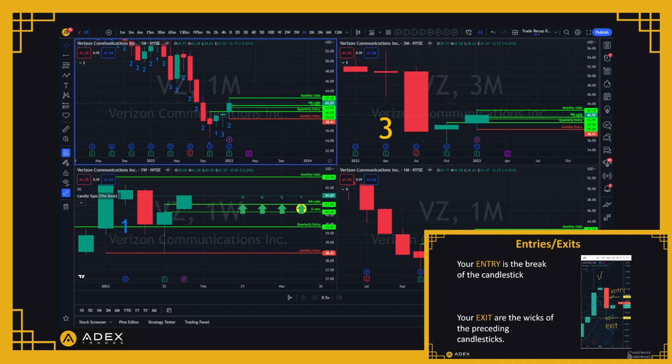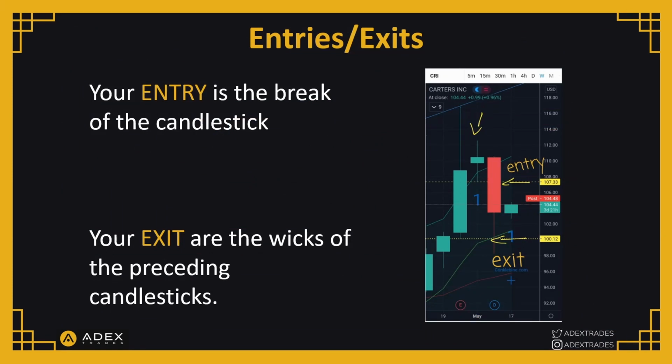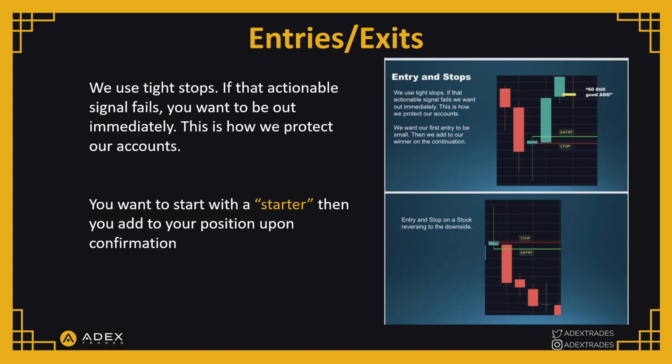Going back, we already talked about this. Your entry is the break of the candlestick. Once you see that hammer created, if the next candle goes 2 up, that's your entry as soon as it breaks, the 2 up on the day. Then your exits are the wicks of the preceding candlesticks, which we already went over. For entries and exits, we use tight stops. If that actionable signal fails, you want to be out immediately. This is how we protect our accounts. You always want to start with a starter, then you can add to your position upon confirmation. This is mostly with swings, but that's going to be saved for another slide.